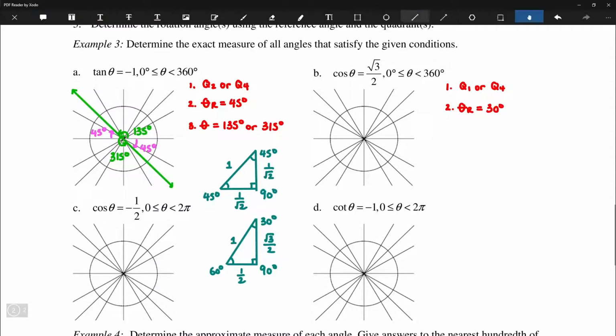Okay, so from there we can draw in the 30-degree reference angles in both quadrant 1 and quadrant 4, like so. So in quadrant 1, the reference angle being 30 degrees means we just have 30 degrees. And in quadrant 4, if the reference angle is 30 degrees, then the actual angle is 330 degrees. So our two answers for this example are 30 degrees in quadrant 1 and 330 degrees in quadrant 4.